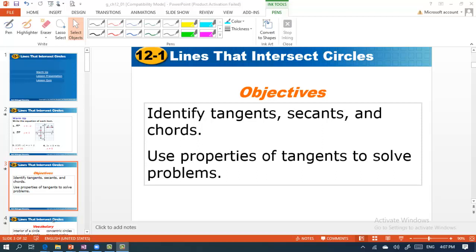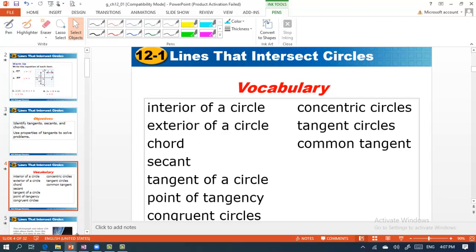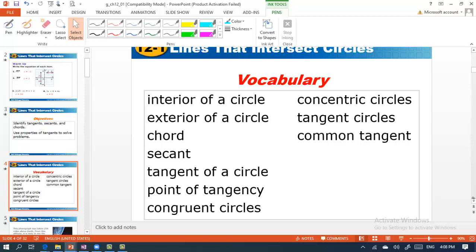Our vocabulary here, there are too many. We have interior of a circle, exterior of a circle, chord, secant, tangent of a circle. All of these meanings we're going to study. What's the meaning of concentric circles, congruent circles, tangent circles, common tangent? All of these meanings, we're going to study them.